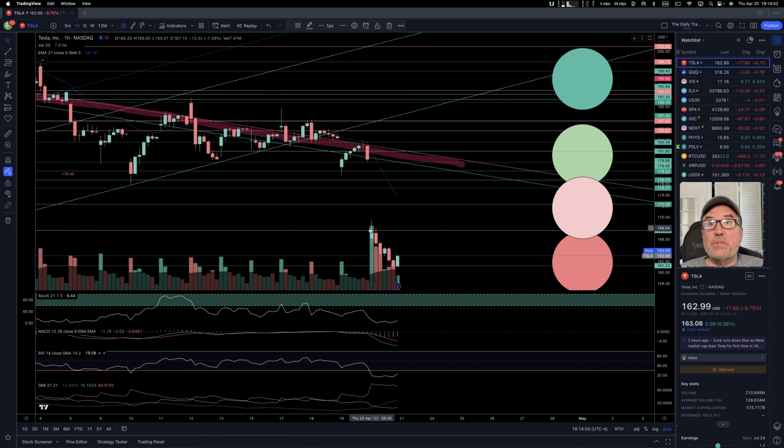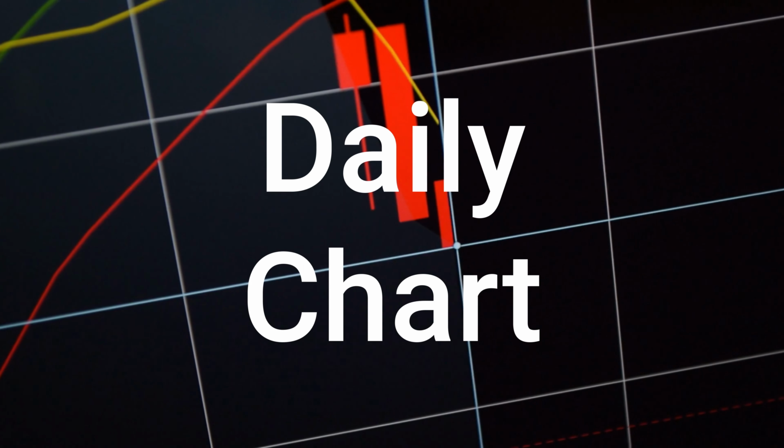Let's take a look at the 1 hour chart. On the 1 hour chart, we see the gap down here. We were down on the first hour. Second hour was basically sideways, and then we started to come down with a little bit of a move back up on the last hour with weak volume. Let's come back to the daily chart.